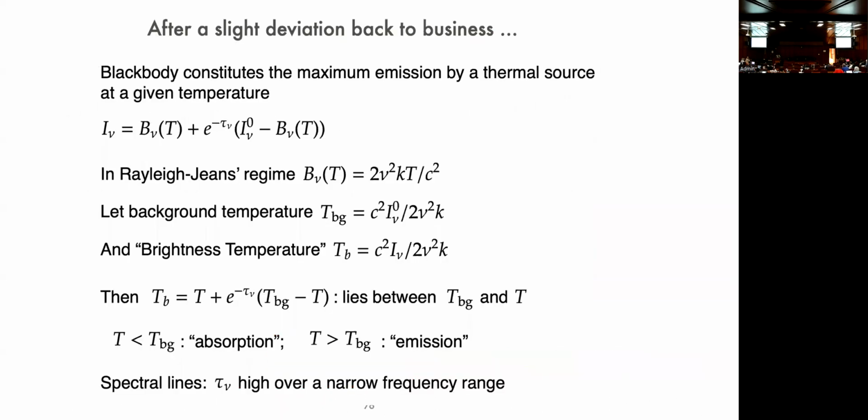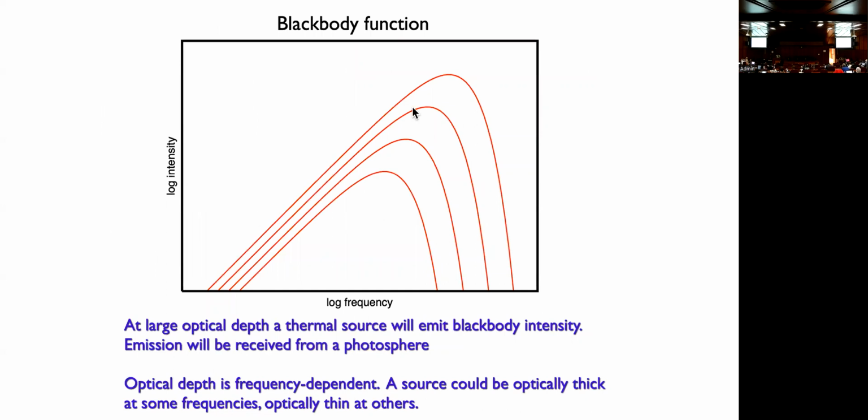Okay. After a slight deviation from what we wanted to discuss, like thermal and non-thermal, I come back again to black body radiation. This is basically intensity, which is expressed in terms of the Maxwell-Boltzmann distribution. The idea is, if the temperature of your system is less than the temperature of the background, then you will face absorption. And if the temperature is greater than the background, you will face emission, continuum emission. Okay, so this is how black body radiation looks.